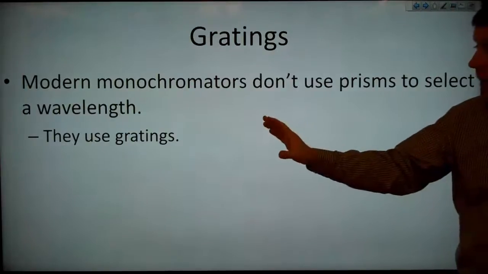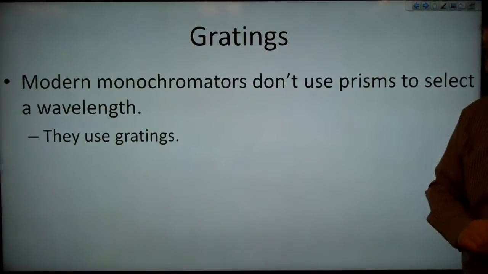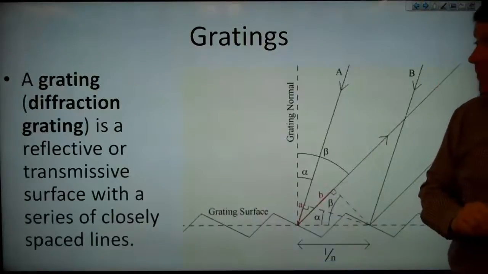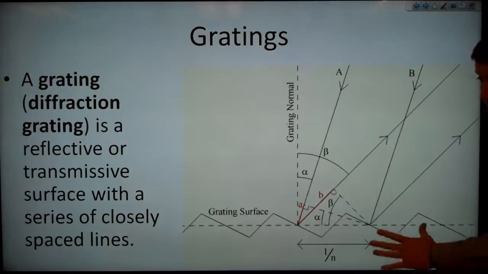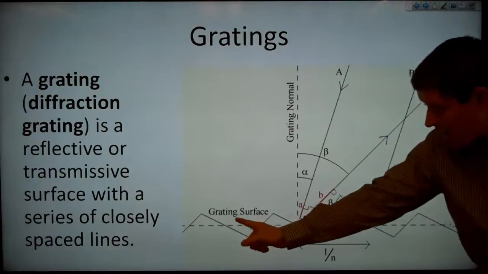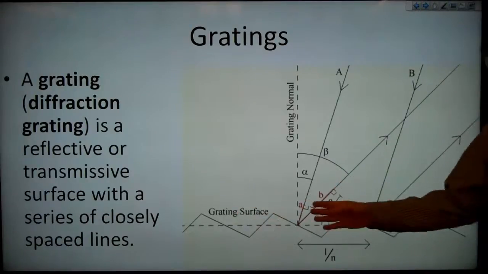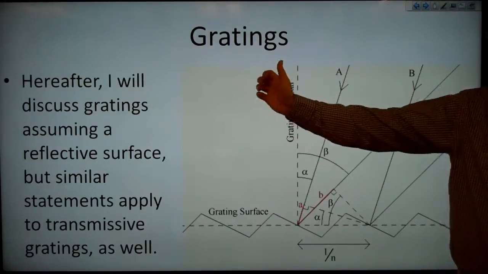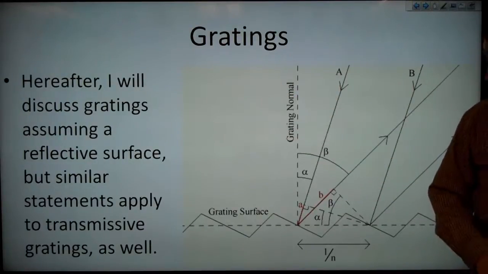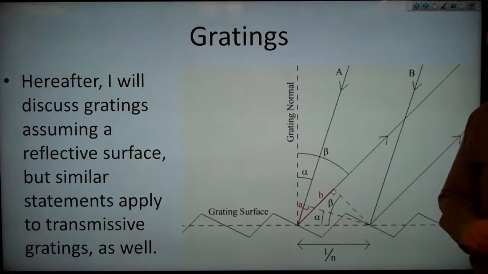Now, modern monochromators don't use prisms, as in our simple example. They use gratings or diffraction gratings. So a grating or a diffraction grating is a reflective or transmissive surface with a series of closely spaced lines. So we have a bunch of surfaces like this at some angles. We could also do this with a series of lines and we could allow the light to move through. But hereafter I'm going to discuss gratings assuming a reflective surface. Similar statements can apply to transmissive gratings as well, but I'm going to largely ignore those.